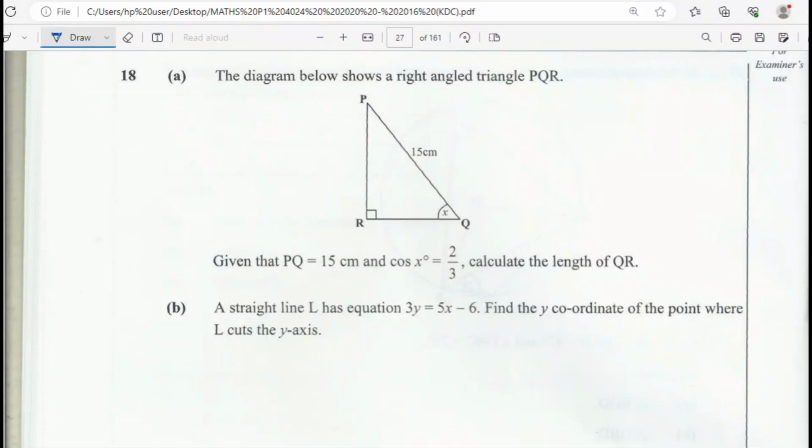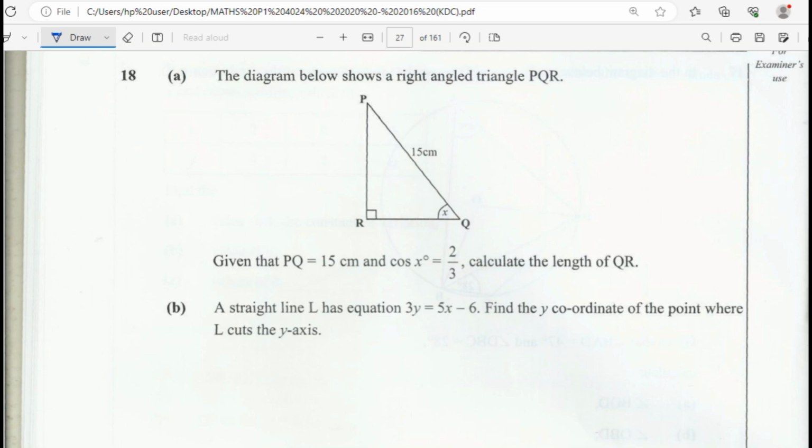Welcome friends. In this video we are going to look at mathematics paper 1, and this paper was written by the external candidates in 2020. Now we'll consider this video as the second part, since our first part covered question 1 up to question 17. Here we'll cover 18 up to 23.